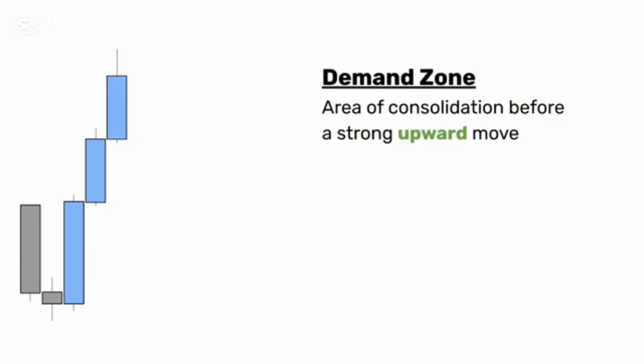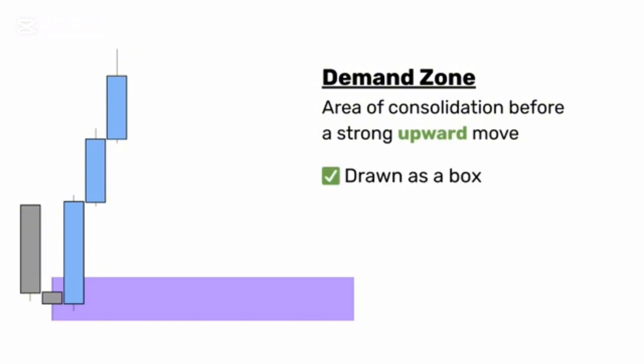So a demand zone is an area of consolidation before a strong upward move. When we're looking at candlestick charts, it's going to be the candle like this, the candle that sits at the bottom of a large upward move. If we visualize it as a zone, this is what it looks like, okay? It's drawn as a box, and my rule is to use the last candle before the impulse away. So I'm looking for a sideways candle like this with wicks either side and little to no movement, just before a large push upwards.